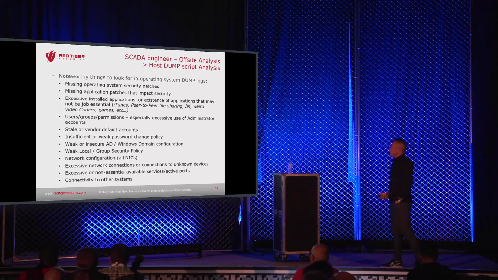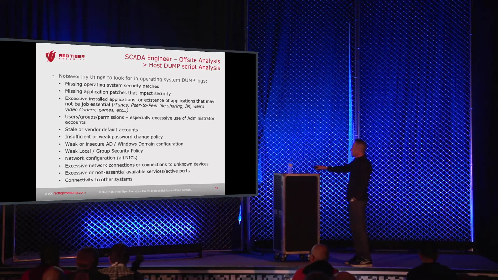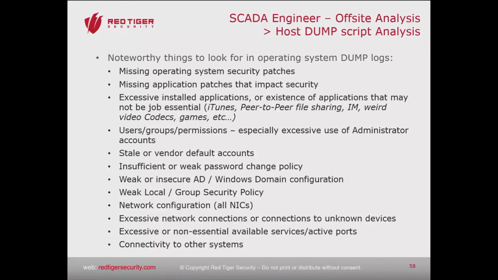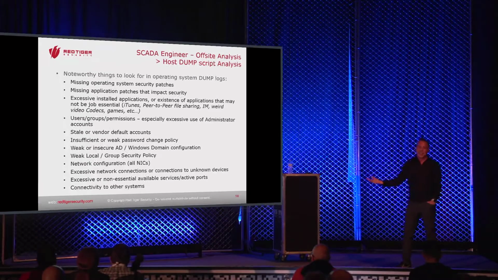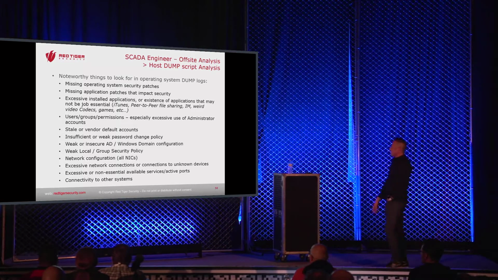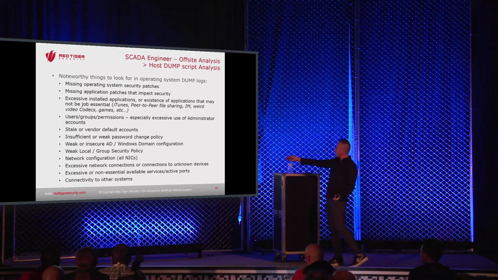Now, when you're looking at the servers and workstations at each host, you might want to make sure that the right patches were installed, you don't have excessive installed applications, the user group permissions are all set up properly, and you don't have any stale or vendor default accounts. These are the typical things that we always find in DCS, HMIs, operator workstations, OPC servers, Pi servers. Make sure you don't have excessive network connections to unknown devices.